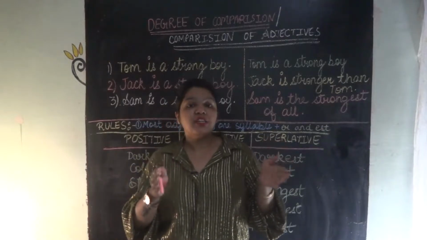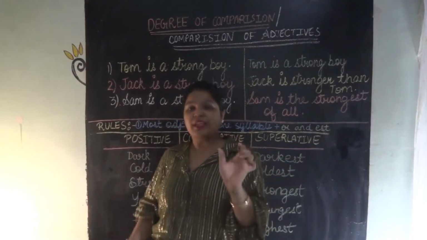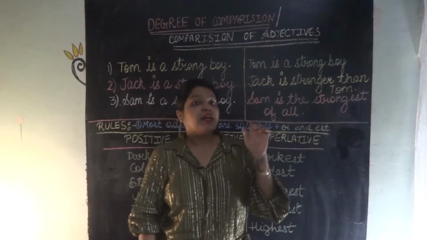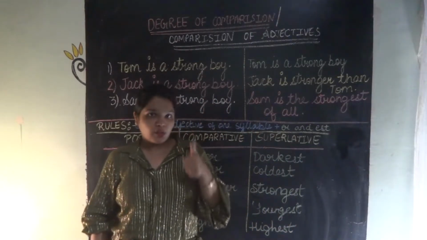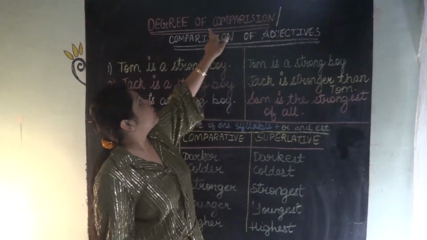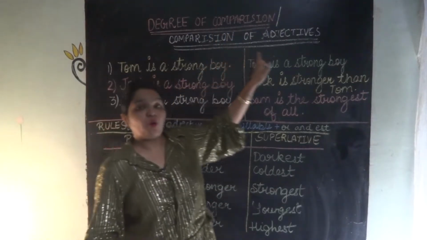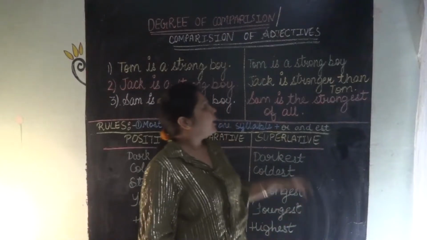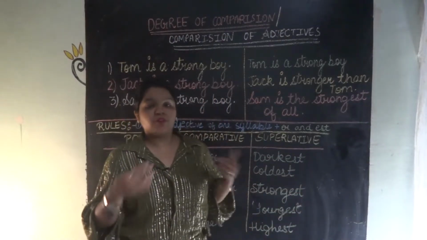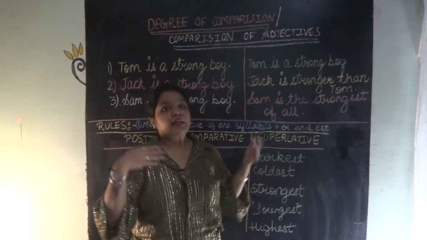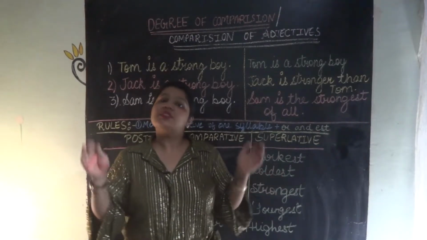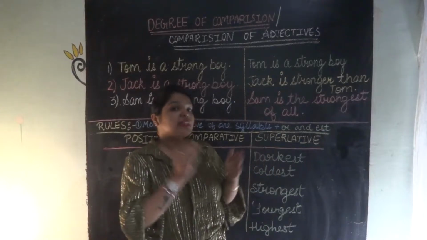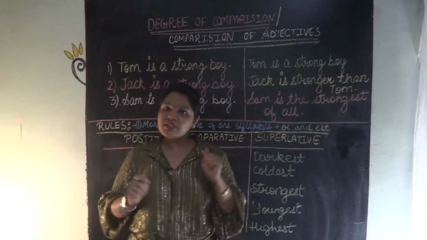Like, she is a pretty girl. So pretty is an adjective. He is a strong boy. Strong is an adjective. Now today we are going to do degrees of comparison, which means how to compare. If we are giving a quality to one thing, it means from there only comparison has been started. So how can these comparisons be classified?